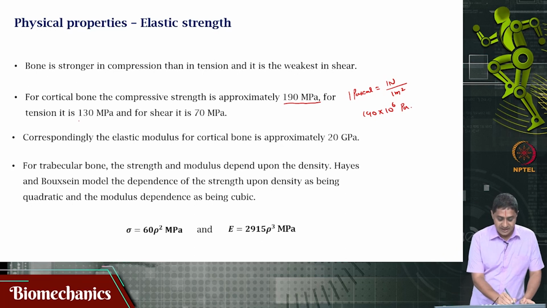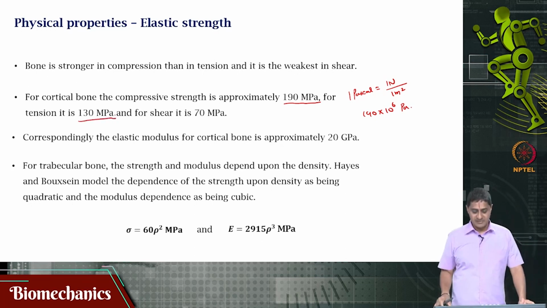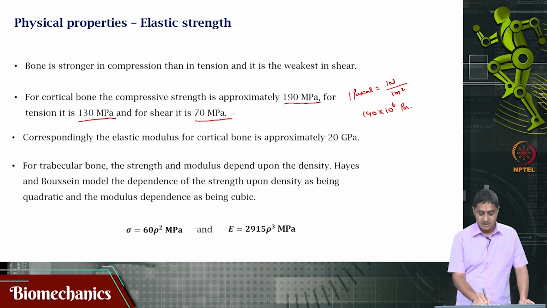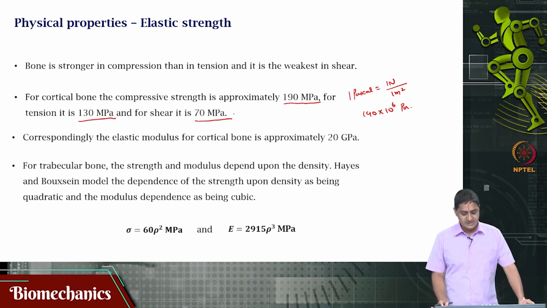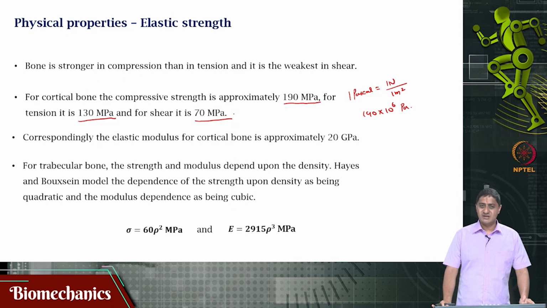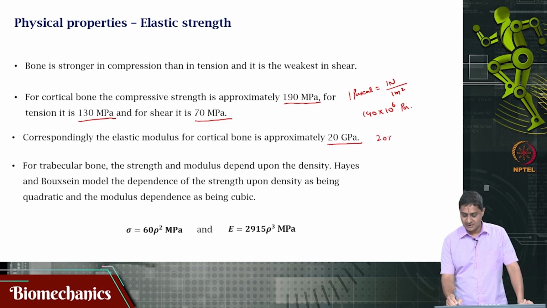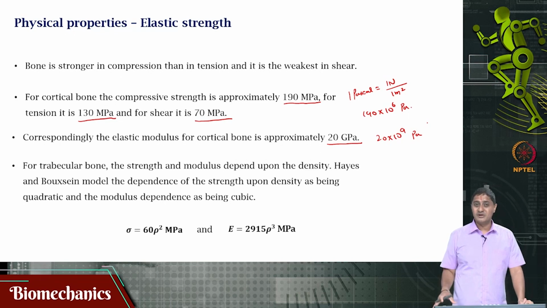In tension, it can take about 130 megapascals, but for shear, it is almost 1/3 of the strength it has in the compressive direction. That means its shear strength is very weak, much weaker than the compressive strength. The elastic modulus for the cortical bone is about 20 gigapascals, that is 20 into 10 to the power 9 pascals. Remind yourself: kilo is 10 power 3, mega is 10 power 6, giga is 10 power 9, and so on.